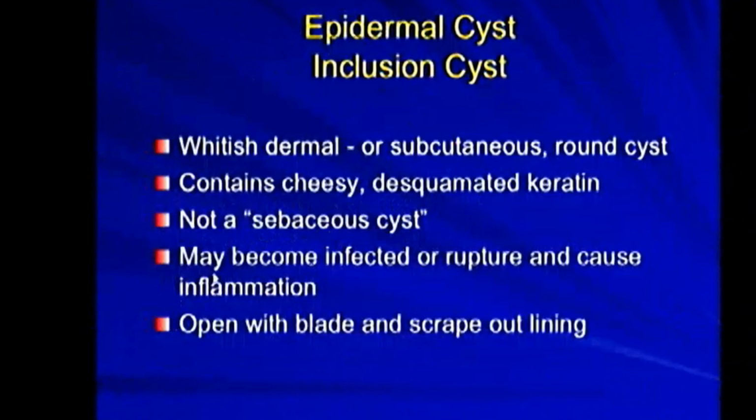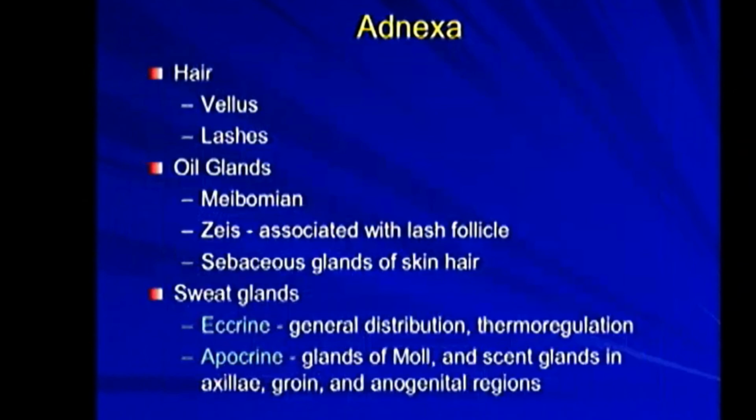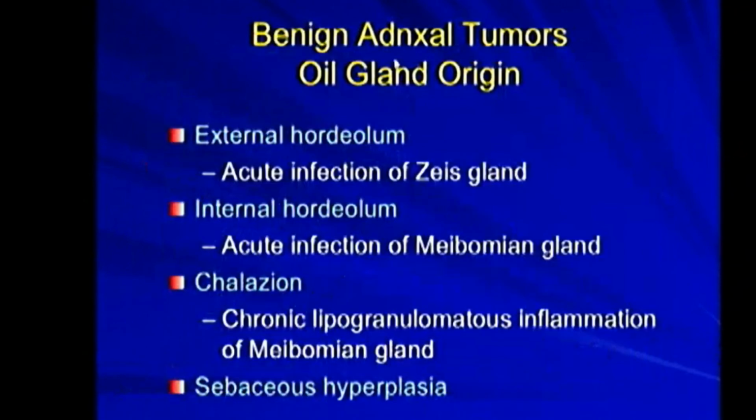This is for the epidermis, but we have adnexal tumors or lesions that can arise from the hair, oil glands, and sweat glands. And from the hair, we can have a benign condition, or actually more of an inflammatory or infectious process, like external hordeolum, which is mainly around the anterior lamella, internal hordeolum, which is mainly around the meibomian glands, chalazion, and sebaceous hyperplasia.